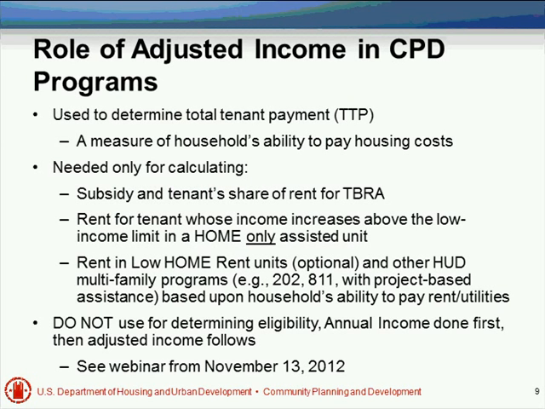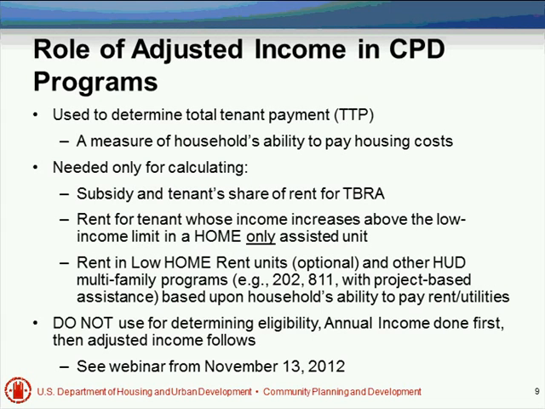Another scenario is when HOME is coupled with other HUD multifamily programs like HUD 202s, which are for elderly, 811s, which are for disabled, or maybe there's project-based assistance. It's helpful to know how adjusted income is calculated. So when you go on-site and monitor your rental programs, you understand that you do not look at the section on adjusted income that talks about elderly, disabled, et cetera. What you're going to be looking at are the HOME requirements related to gross annual income.